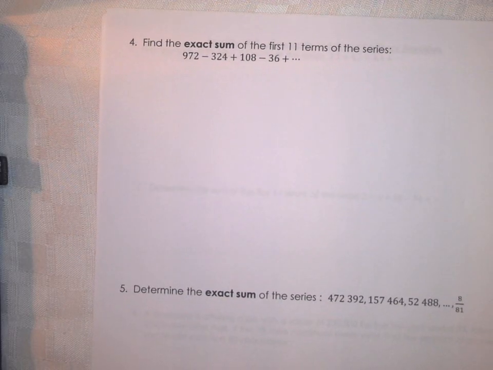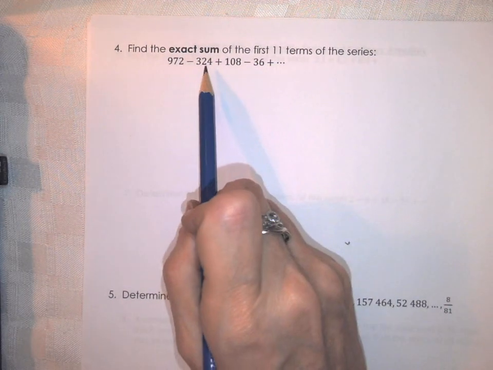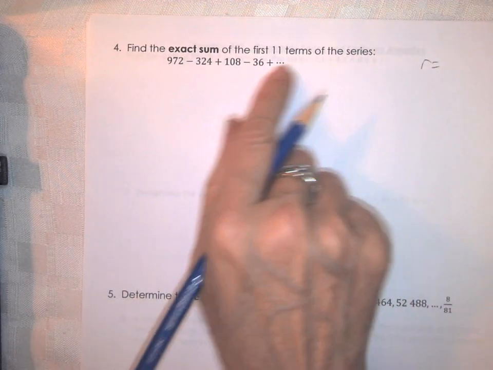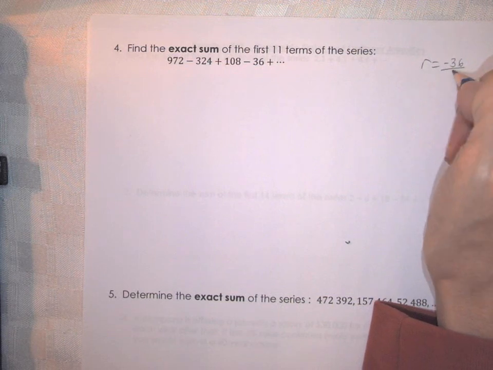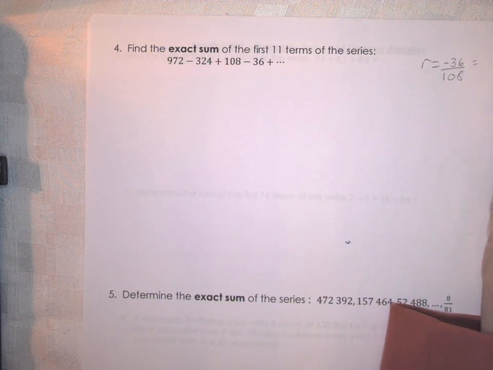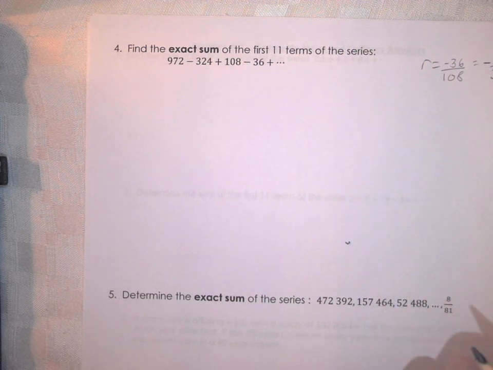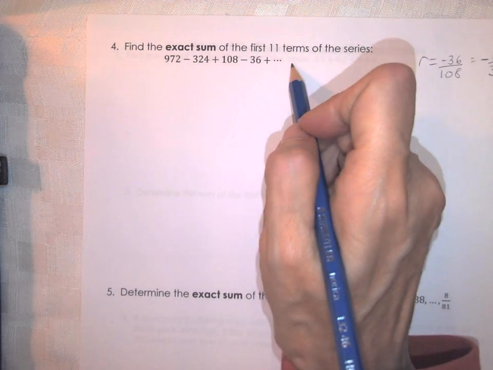Okay. Determine the exact sum of the first 11 terms of the series. So again, I would be saying that I want to figure out R. I know we're decreasing. So if I did negative 36 over 108, I would get, because I can divide top and bottom by negative 36, negative 1/3. So I know that I want to turn my series around before I find the sum, but I don't know what the 11th term is.